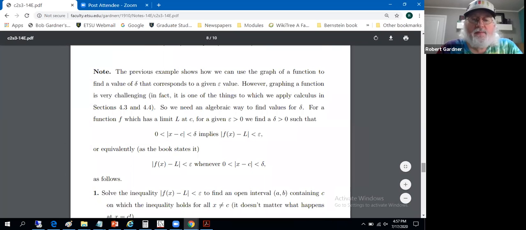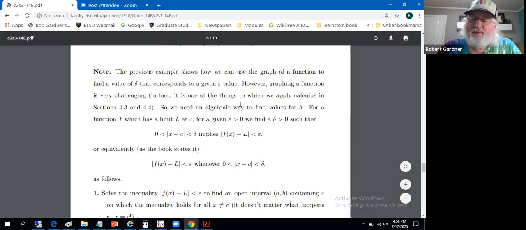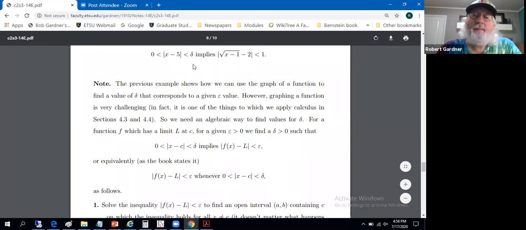Okay, let's set up an algebraic way to do that. What if you don't have a graph of the function? Are you good at graphing? You'll be a lot better once you learn Calculus 1. That's one of the main applications of graphing. So the previous example shows how we can use a graph of a function to find the value delta for a given epsilon value that satisfies the implication condition, given here at the top of the screen for that particular function.